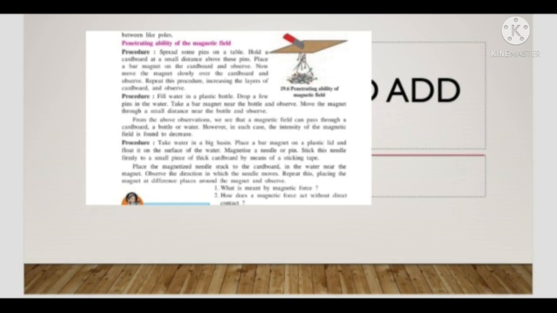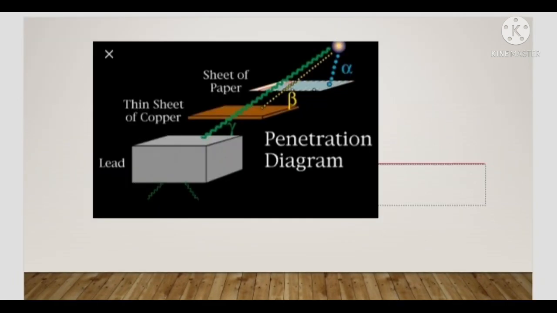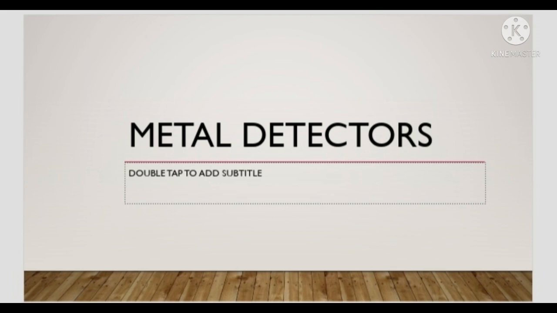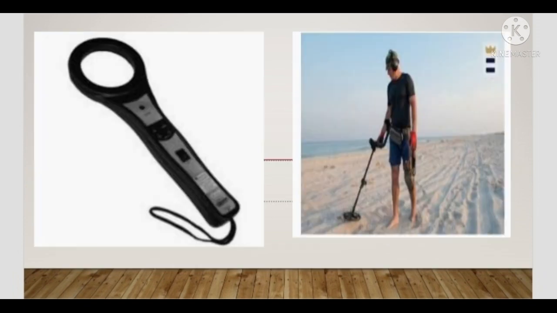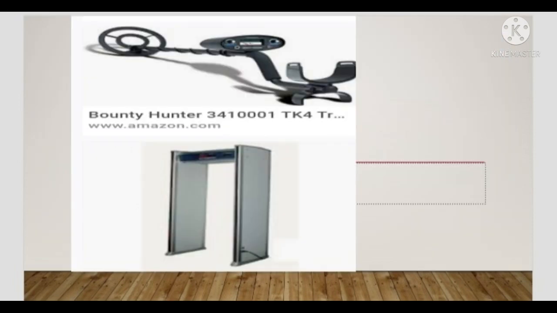So today we have discussed lesson number 19 and video number 37, the properties of magnetic field. In this video we have discussed magnetism, two activities with a steel bar, the Earth is a gigantic magnet, the magnetic needle, the magnetic field, the properties of magnetic lines of force, the penetrating ability of magnetic field and metal detector.